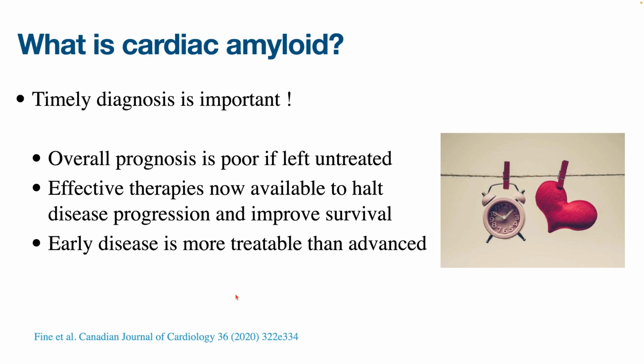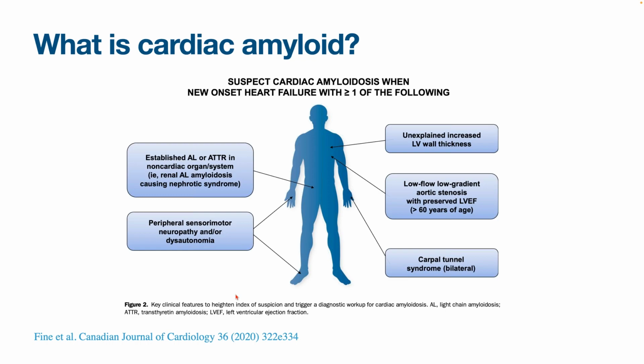So why are we trying to pick these things up? Because timely diagnosis is important in this condition. Overall prognosis is rather poor if left untreated. However, effective therapies are now available to halt the disease progression and improve survival. And earlier disease is more treatable than advanced. Echo is one of the first lines of making these diagnoses, so it's important that we have a heightened alert to pick these things up. Going the extra step, when you see a thickened wall, we should do more GLS and also look out for amyloid presence.